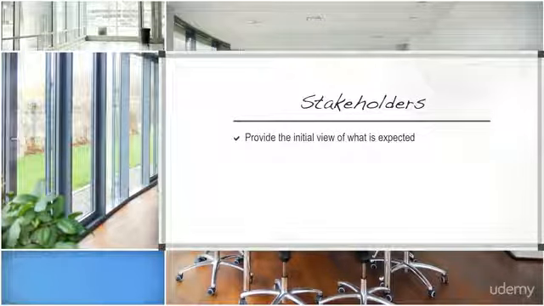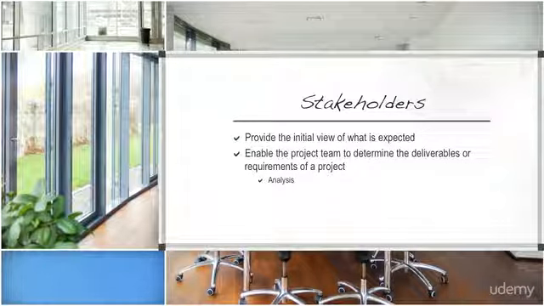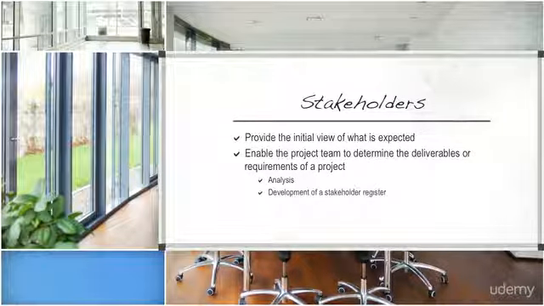They provide the initial view of what is expected, and the analysis of stakeholders and the development of a stakeholder register enable the project team to begin activities that will help determine the actual deliverables or requirements of a project. The interesting dichotomy of a stakeholder is that their expectations may differ from their requirements, and therein lies the need for project managers to understand the influencing capabilities of each and every stakeholder and ensure that their wants relative to the project's outcome weigh equally when compared to what they really need.